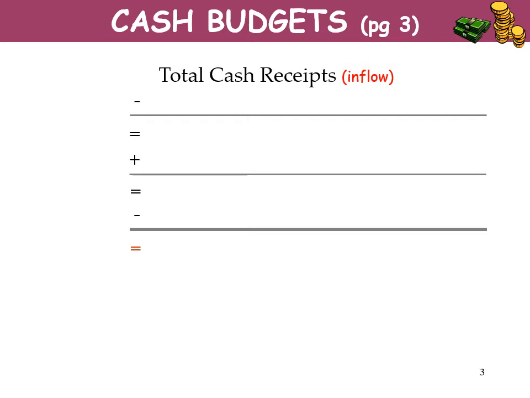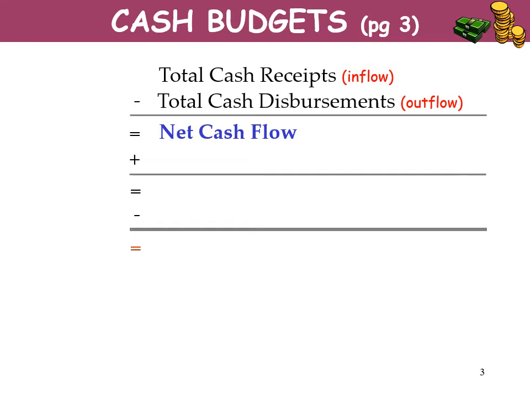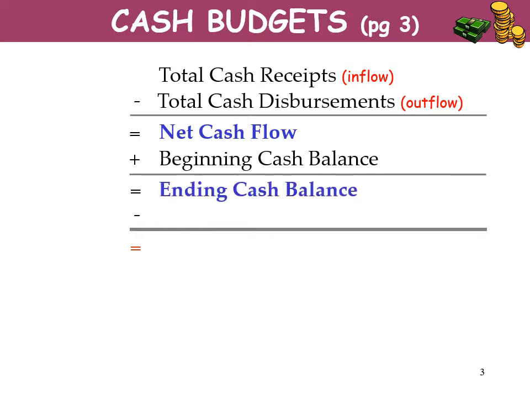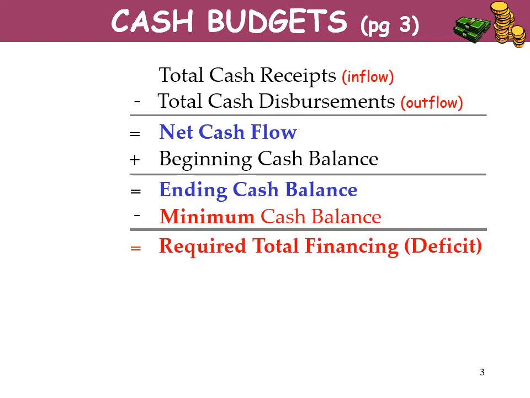Total cash receipts inflow minus total cash disbursement outflow gives you net cash flow. Net cash flow plus beginning cash balance equals ending cash balance. Ending cash balance minus minimum cash balance gives you, if it gives a negative figure, a cash deficit. This is the required total financing.